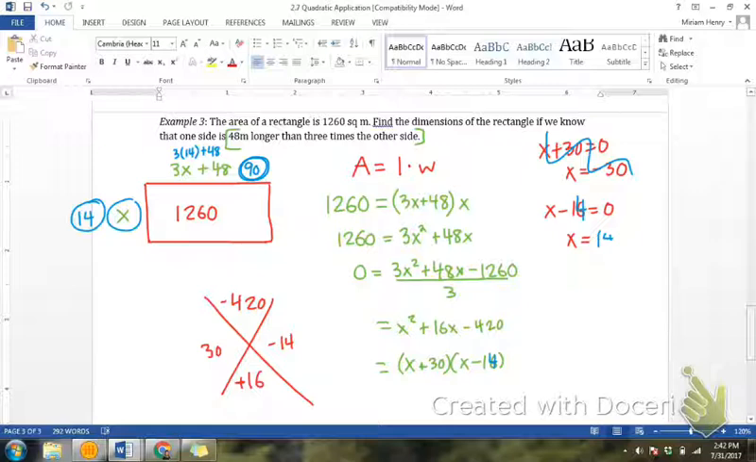So we would say the dimensions of the rectangle are 14 meters by 90 meters.